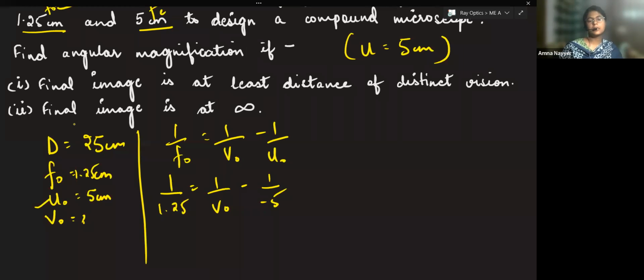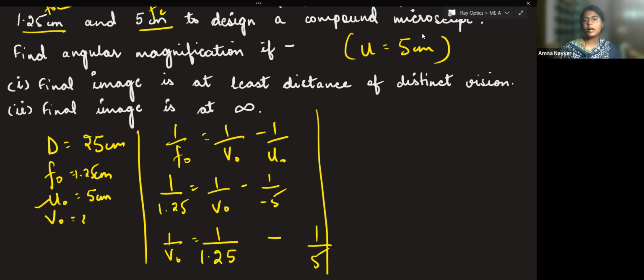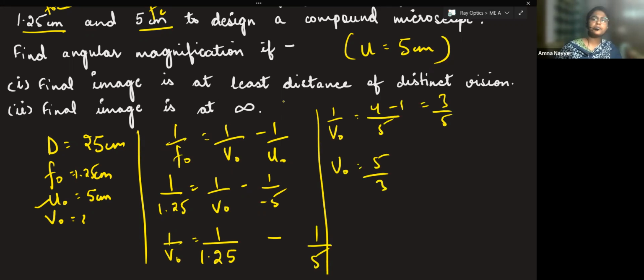So this becomes 1 by V naught. 1 by V naught will be 1 by 1.25 minus 1 by 5. Then you'll have 1 by V naught as 4 minus 1 by 5, that is 3 by 5. So V naught will be 5 by 3.